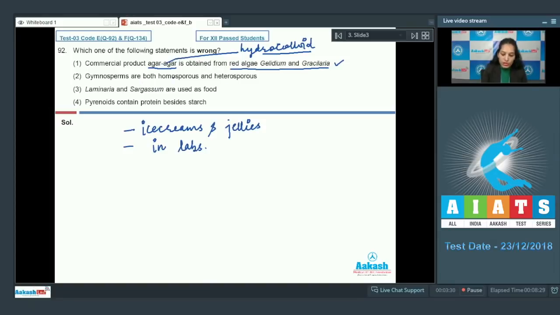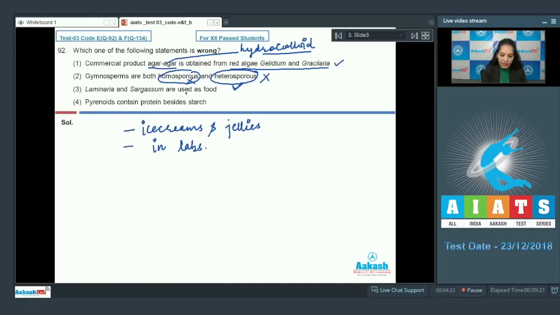Second statement, gymnosperms are both homosporous and heterosporous. No, this statement is incorrect. Gymnosperms are not both homosporous and heterosporous. All gymnosperms are heterosporous, not homosporous. The main body in the gymnosperms is a sporophyte. All gymnosperms produce 2 different types of spores, hence they are heterosporous. So this statement is incorrect.